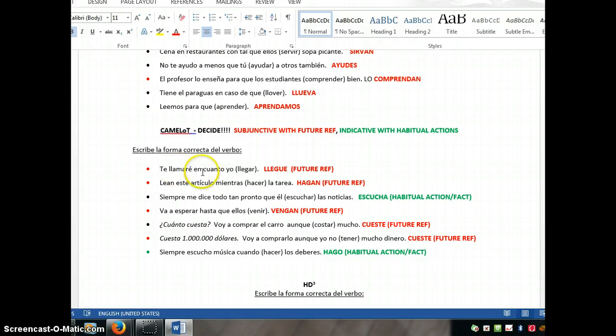If you look at the first one, I will call you as soon as I arrive. Well, there's a chance that the action may not take place. Our future reference is te llamaré. So we use the subjunctive after the conjunction.